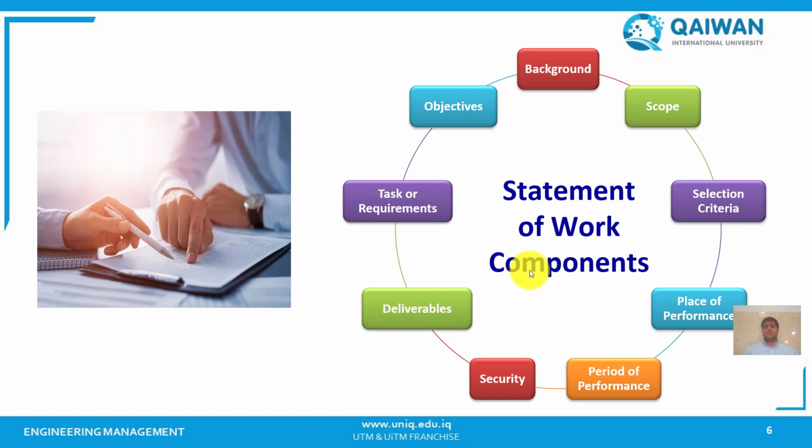Statement of work components. We have these main components of the statement of work, like background, scope, selection criteria, place of performance, period of performance, security, deliverables, task or requirement as objectives. These are the main components of the statement of work.